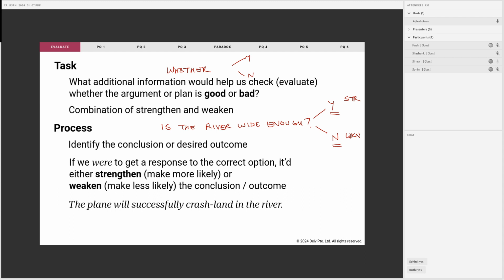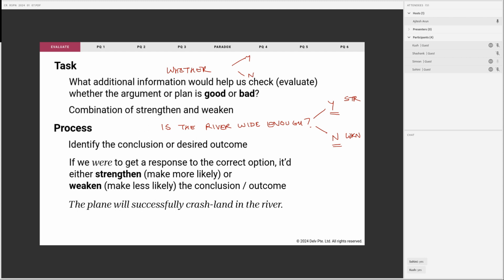All right, we're almost ready to move on to our first question. Just for the sake of taking another example, the plane will successfully crash land in the river. I don't know if you guys remember this, but there was a very famous crash landing in New York a long time back. And they made a movie on that, a Tom Hanks movie called Sully. Over there, I think one of the issues was that the pilot was extremely experienced, right? So if the statement says the plane will successfully crash land in the river, another option for that could be something like, is the pilot experienced enough to pull off a successful crash landing in the river?